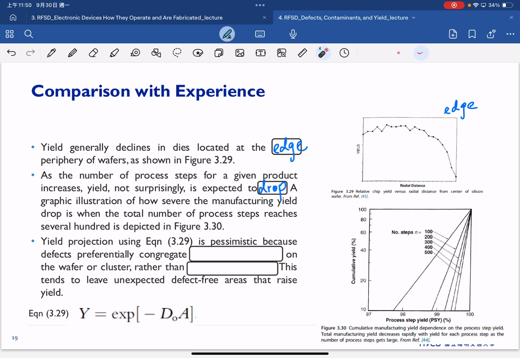So the yield projection using this equation is not optimistic, because defects prefer to congregate at certain locations.